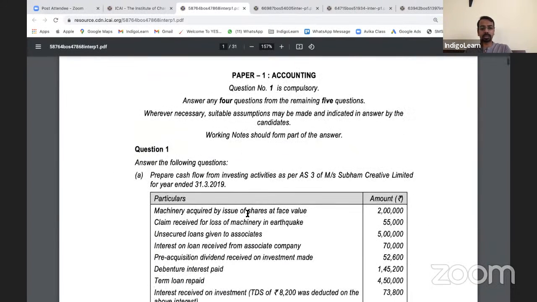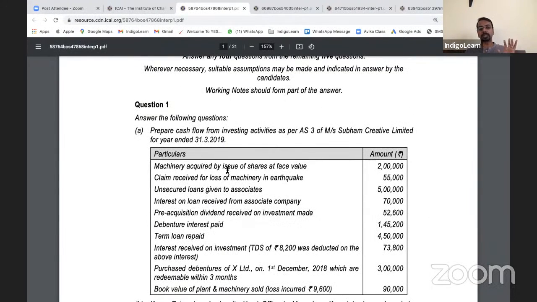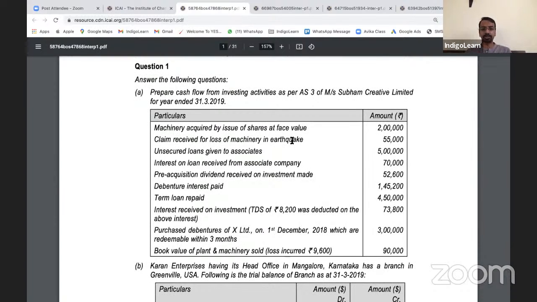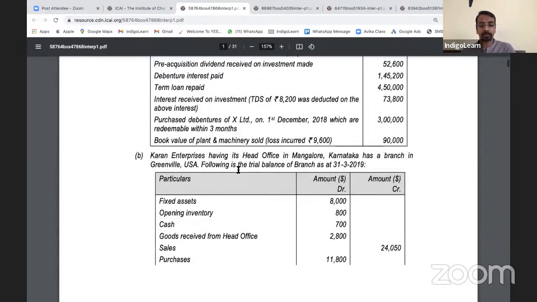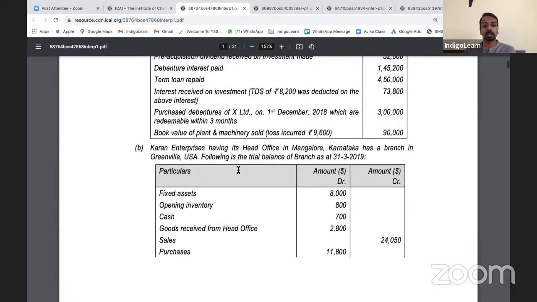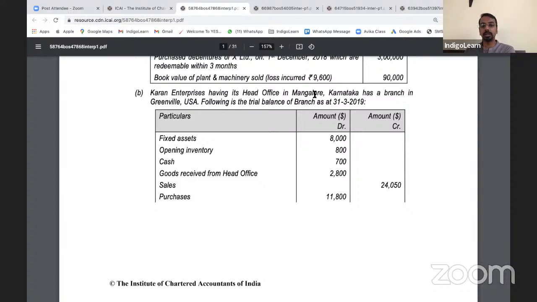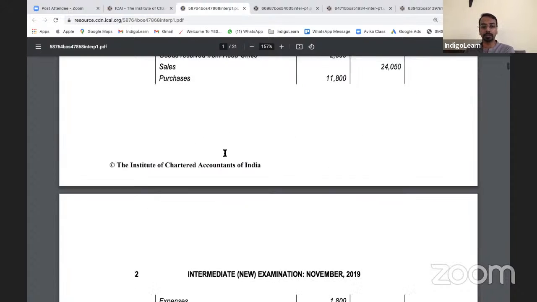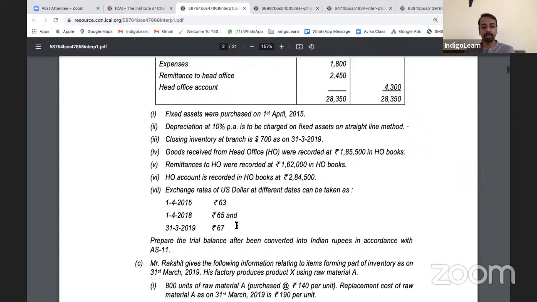See, prepare cash flow from investing activities. Only investing activities. You need to identify what are investing activities and prepare. I don't think it is very difficult to prepare cash flow from investing activities in such a case. Okay. Then, head office in Mangalore has a branch in US. Trial balance is given. Prepare the trial balance after being converted into Indian rupees in accordance with AS 11.